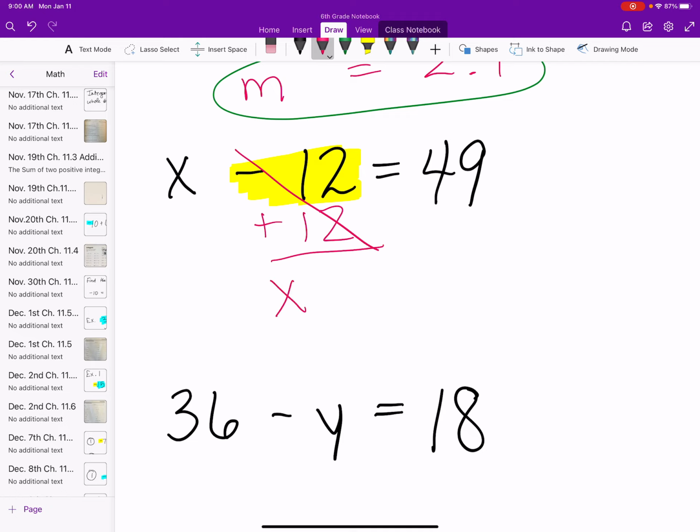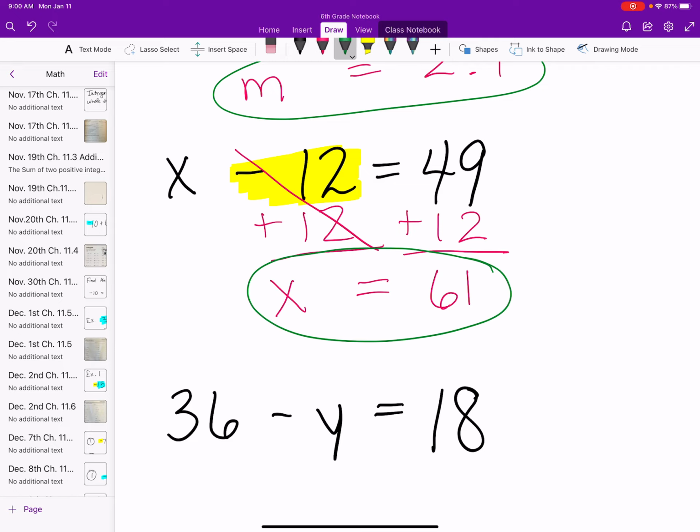If I did it to one side, I need to do it to the other. 49 plus 12 gets me 61, and x is equal to 61.